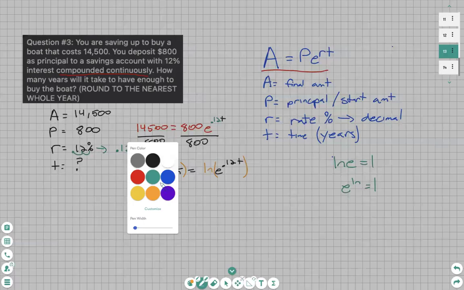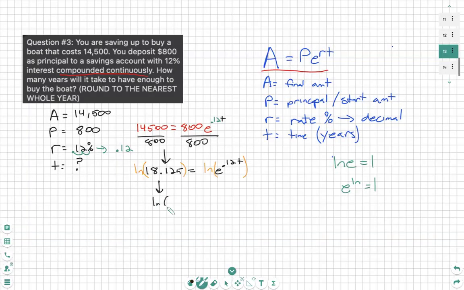What happens now is the left side becomes ln 18.125, and on the right side, the ln and the e are going to cancel, dropping the exponent 0.12 T. Then all we need to do now is divide by 0.12. That's it. And we're going to get T equals. So we plug that into our calculator: ln 18.125, and we're going to divide that by 0.12. And we get 24.14. So it's going to take 24.14 years to get to where we need.